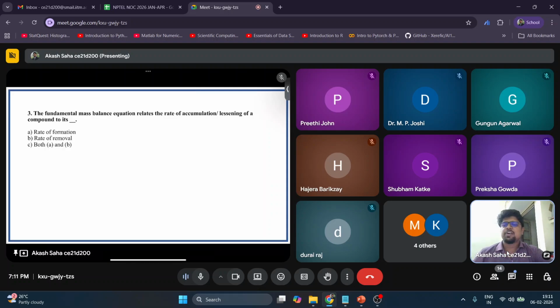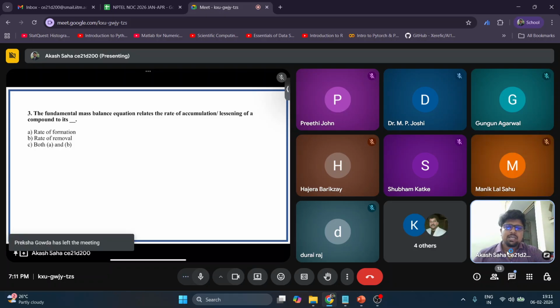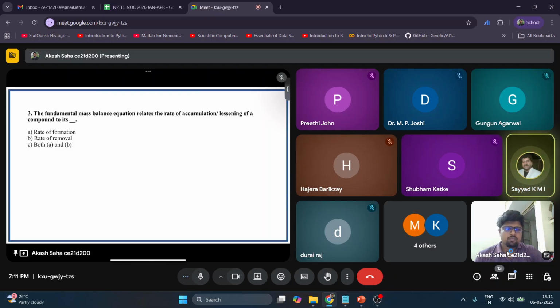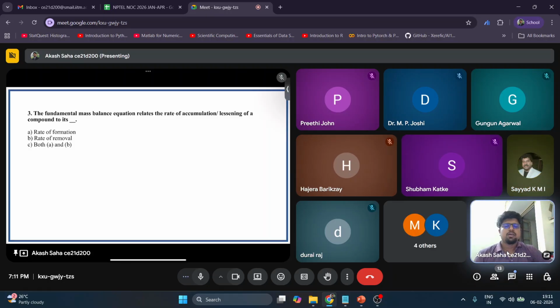Next problem. The fundamental mass balance equation relates the rate of accumulation or lessening of a compound to its rate of formation, rate of removal, or both A and B. Here we are talking about the fundamental mass balance equation. C, both A and B. Both A and B. Okay. Any other answer? Can someone tell me what the fundamental mass balance equation is?